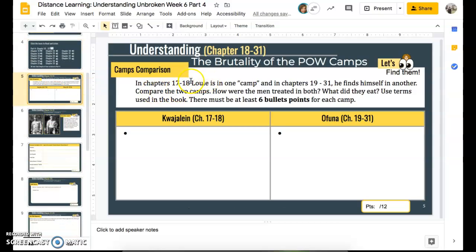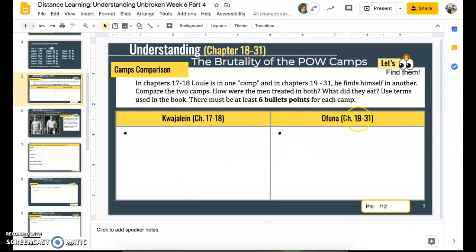Now, for your first activity, we're asking you to compare the two camps that Louis is in. So after you're done reading chapter 18, just write down your 6 bullets. It says right here 6 bullets for each camp. So as soon as you are done reading chapter 18, make sure you write down 6 bullets here. And then it goes into the next camp.